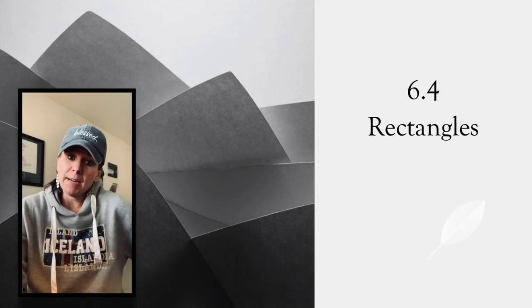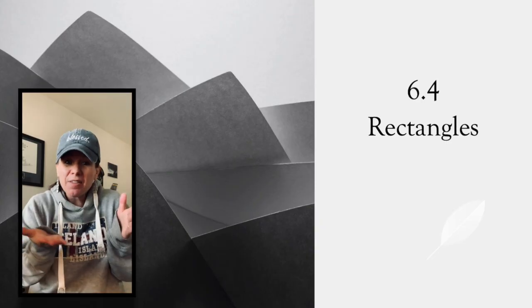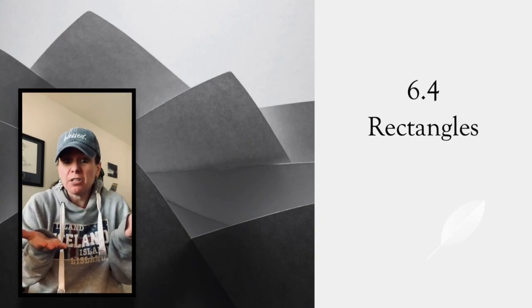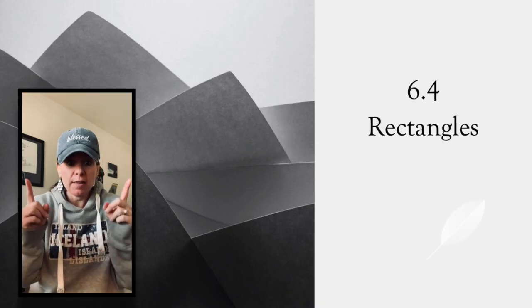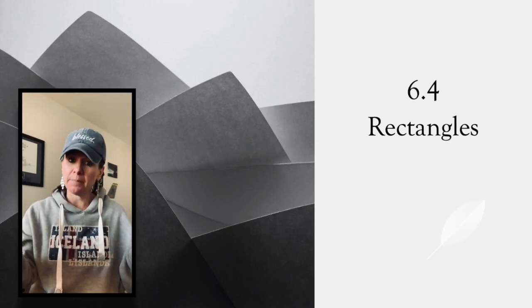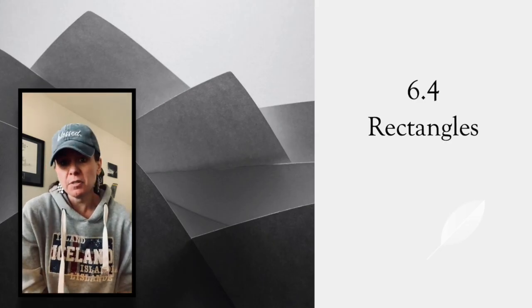So that's a bit about rectangles. They're still parallelograms, but we've added another layer of information. So they've got 4 right angles, and we know that the diagonals are congruent. And so with those special characteristics comes some more ways of solving some problems.